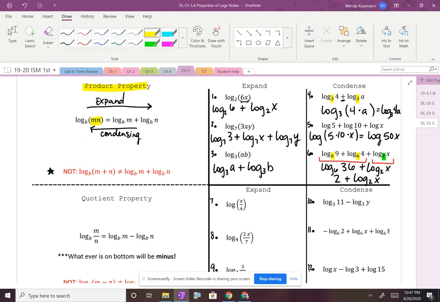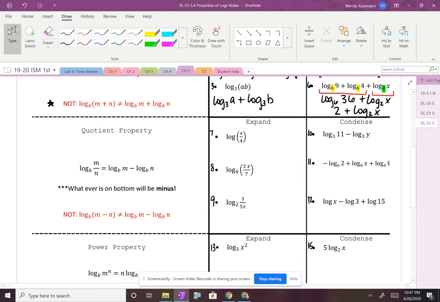The product property said that if there was multiplication in the argument, it's split up into addition. So the quotient property goes very, very similarly with that. It says that if there is division in the argument, it will expand into subtraction of logs. So if you have one log with division in the argument, then you can expand that into subtraction of logs.